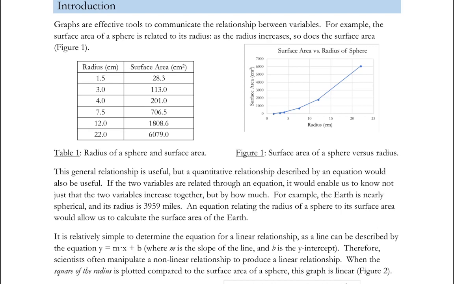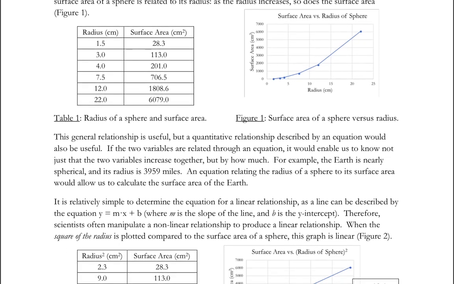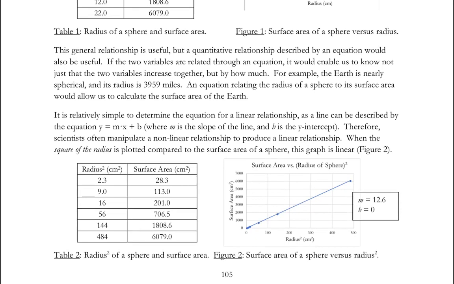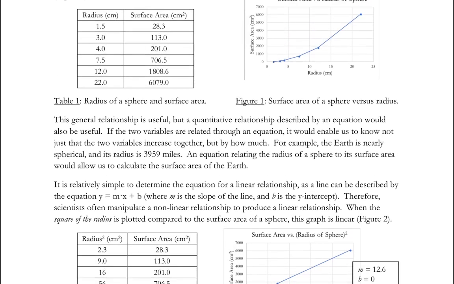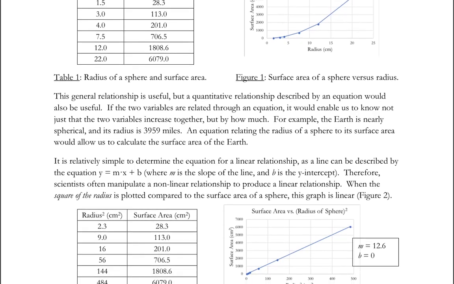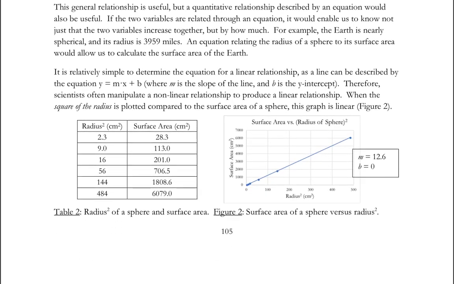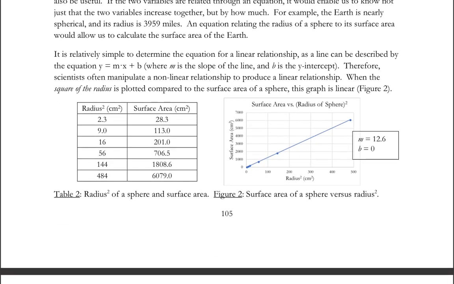And the graph is not linear, and it has an appearance to it of kind of like a y equals x squared sort of relationship. Well, it turns out that that's what the relationship is. So if we take all those radius data, 1.5, 3.0, etc., and we square them, we end up with 2.3, 9.0, 16, etc. Keeping the surface area the same, we make a new graph. Now it's surface area as before, but versus radius squared. Notice we have to retitle our graph, surface area versus radius of the sphere squared.